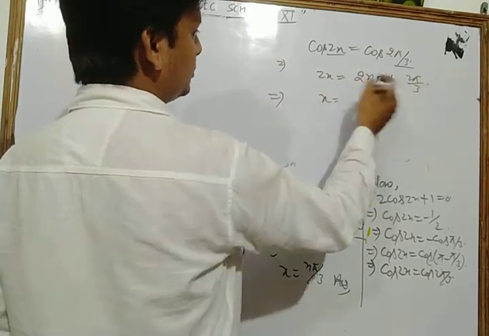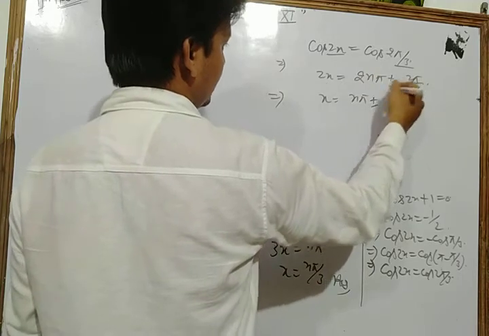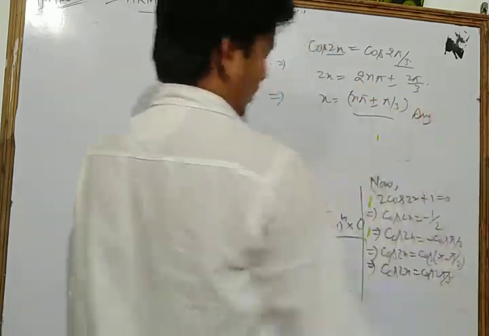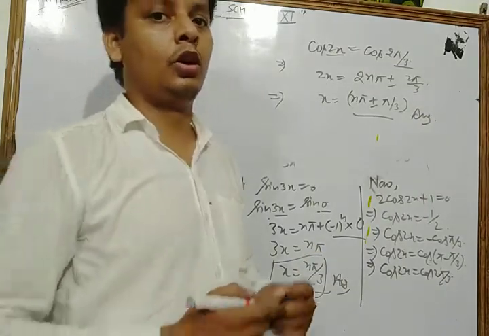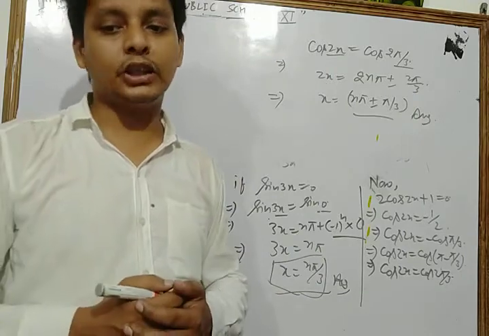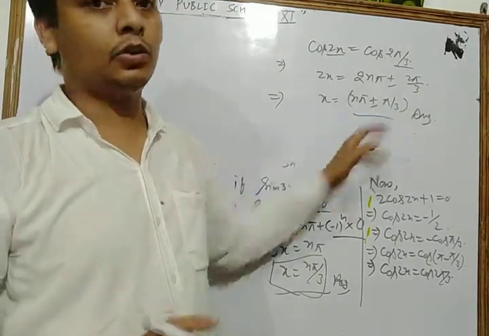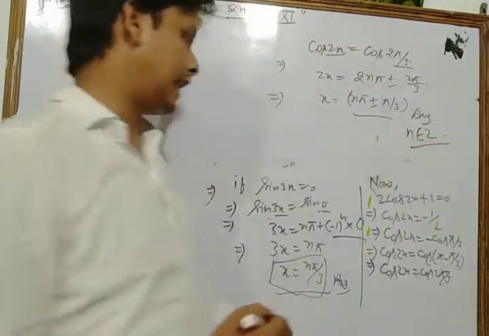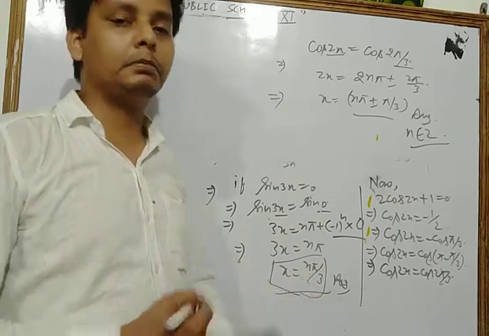We divide both the terms. So we get n pi, the 2s cancel each other, plus minus pi by 3. This is one answer and this is another answer. So there are two solutions of this trigonometric equation as n pi plus minus pi by 3, where n is any integer, and another solution of that equation is n pi by 3.